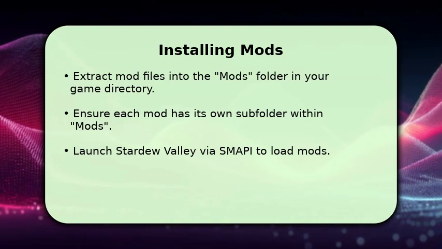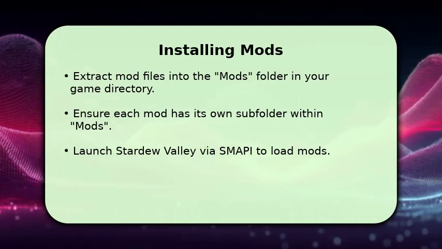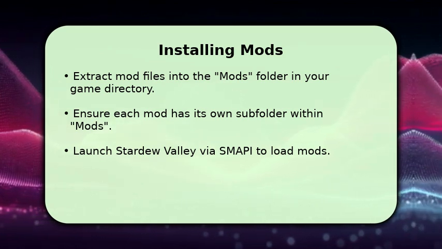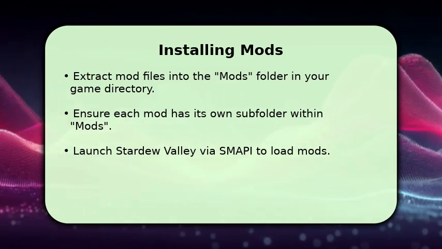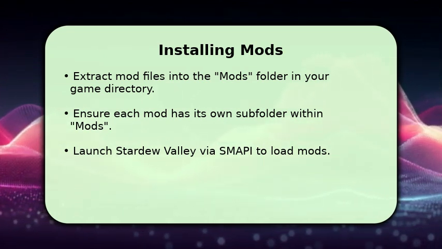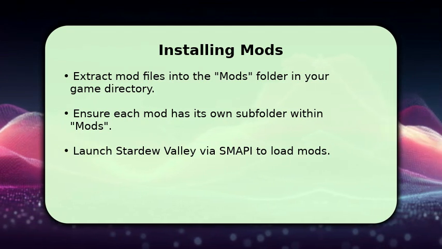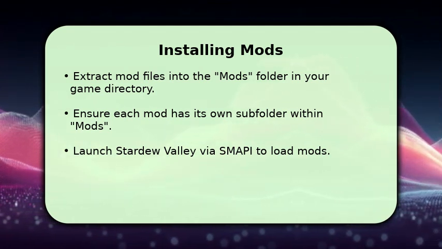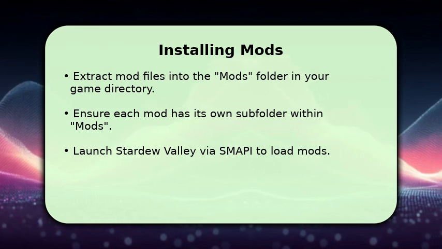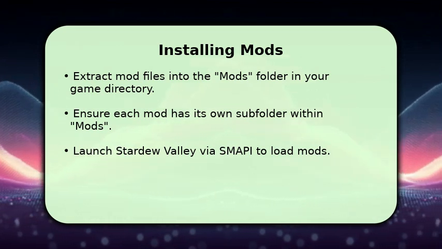With your chosen mods downloaded, the next step is installation. Most mods simply need to be extracted directly into the Mods folder located within your Stardew Valley game directory. Make sure each mod has its own distinct subfolder inside the Mods folder. After placing the files, launch Stardew Valley using the SMAPI executable. This will load all your newly installed mods into the game.